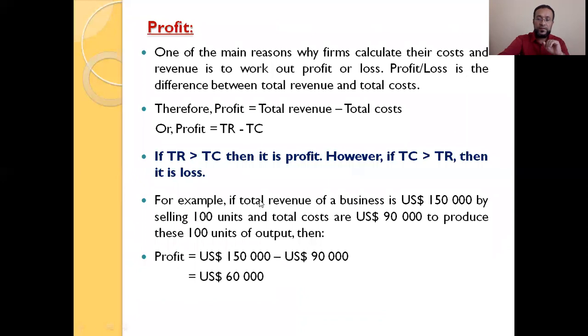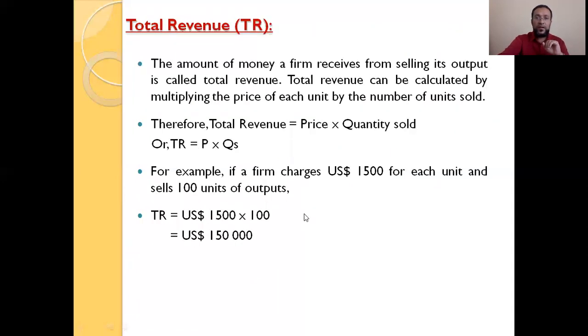For example, if a firm charges $1,500 for each unit, all right, and sells 100 units of output, then total revenue is $1,500 times 100 equals $150,000. So this is the total revenue of the firm.